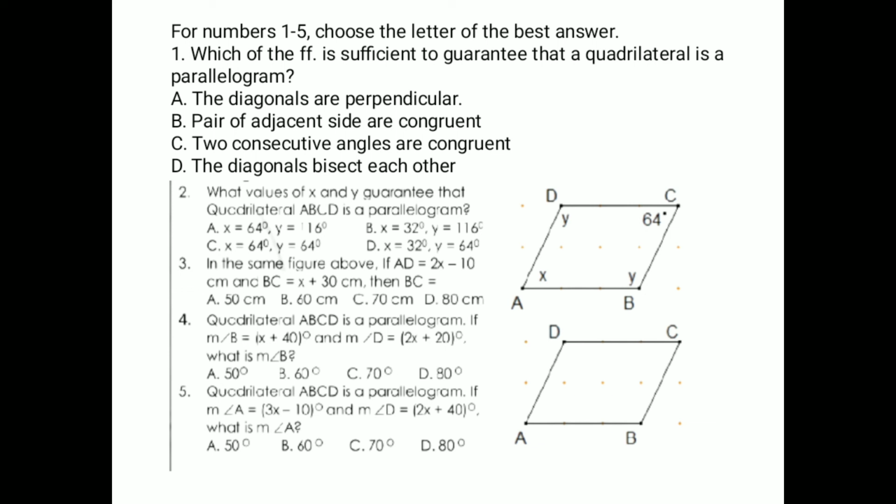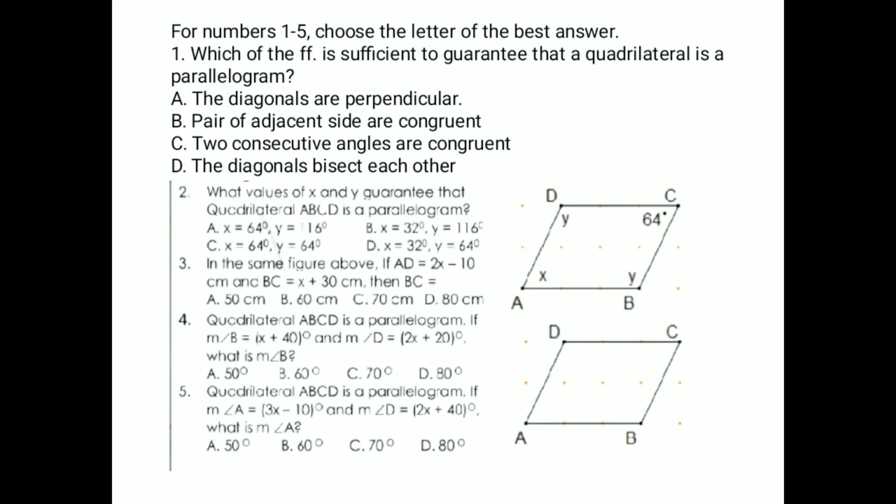Number 2 naman, what values of x and y guarantee that a quadrilateral ABCD is a parallelogram? Siyempre, ang tinatanong dito ay yung supplementary. So kailangan mag-equal to 180 degrees yung sum ng dalawang binigay na angle. Ito sa choices natin, ang pinakatamang answer natin is letter A. x is equal to 64 degrees and y is equal to 116, which sum to 180 degrees. Number 3 natin, the answer is letter C, 70. Number 4 is letter B.